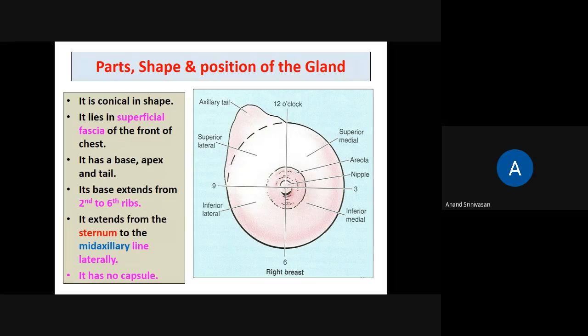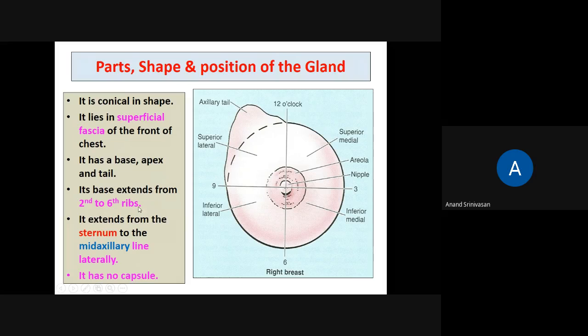So you know that the anterior fold of the axilla is formed by the pectoralis major, and the posterior fold is formed by latissimus dorsi. In between these two folds of the axilla, you take an approximate midline. That would be the mid axillary line. So this is the extension of the mammary gland. It has no capsule and no deep fascia. There is nothing covering up the mammary gland.